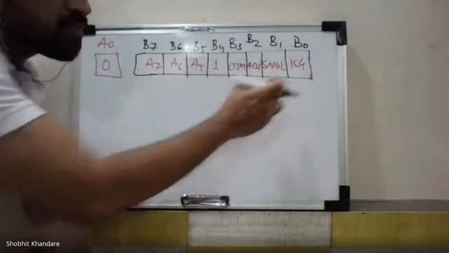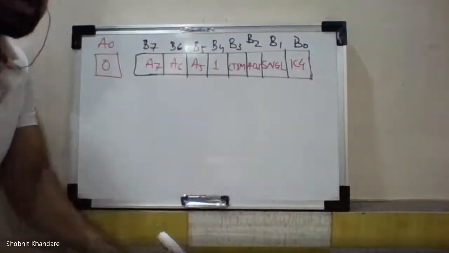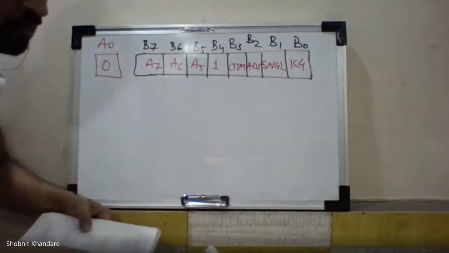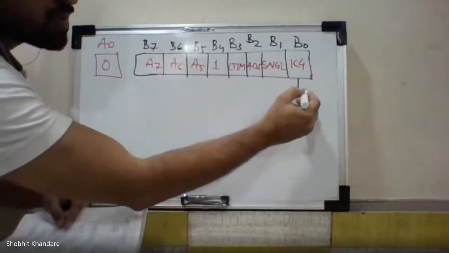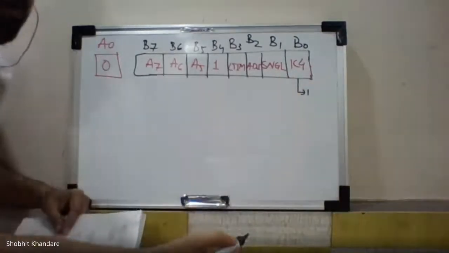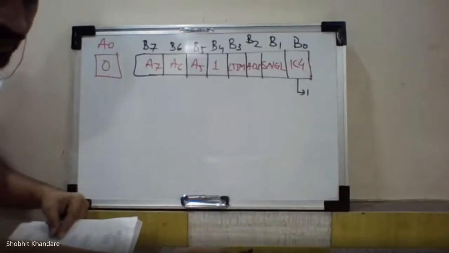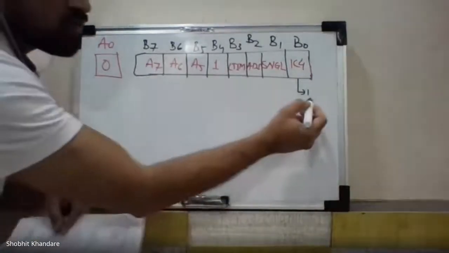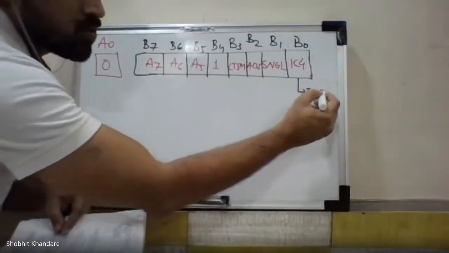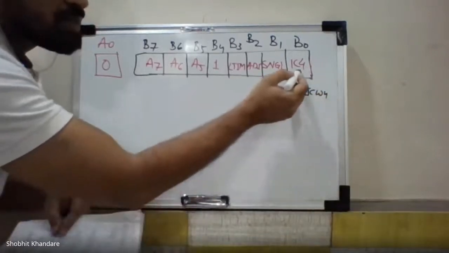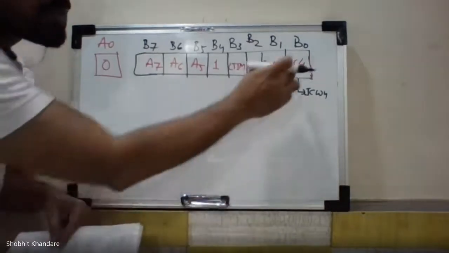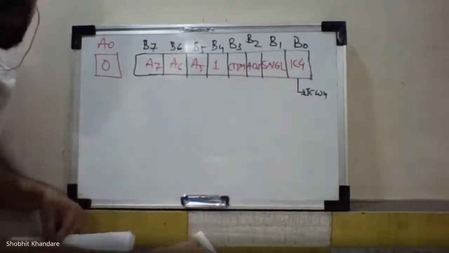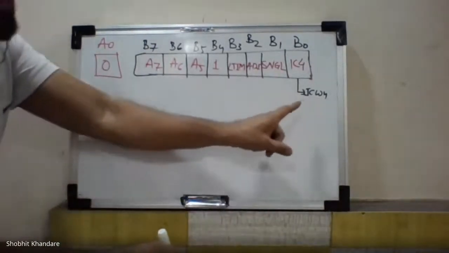Now, pay attention, this ICW4 bit will be 1 when you want ICW4. Whenever you require ICW4, this bit will be 1. And if you do not require ICW4, this bit will be 0.